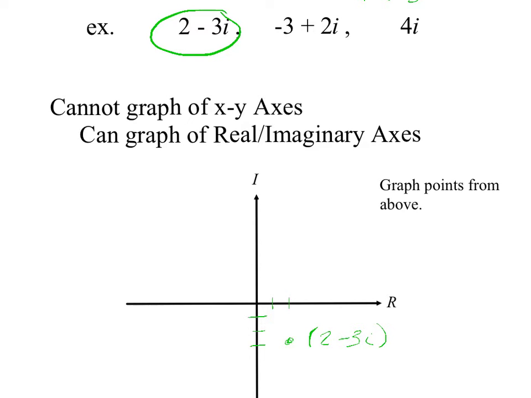Then we go to our other one. We have negative 3 plus 2i. So it's negative 3 on the real axis and a positive 2 on the imaginary axis, and they meet up right there. So this would be the point negative 3 plus 2i. And then just straight up 4i. There is no real number; the real number is 0. So if we're looking for 4i, just go up to 4 on the imaginary axis, and that would be that point right there. And so that's how you graph complex numbers.